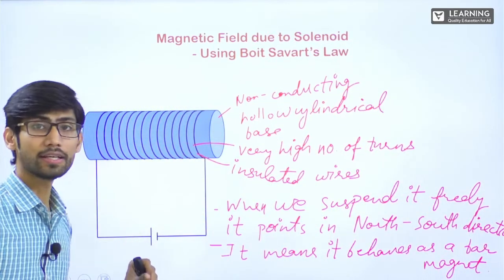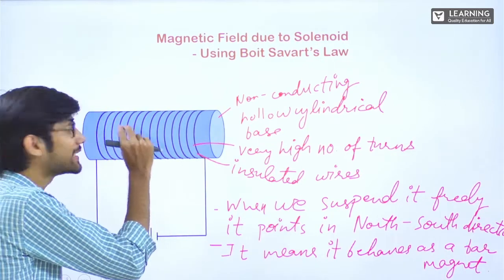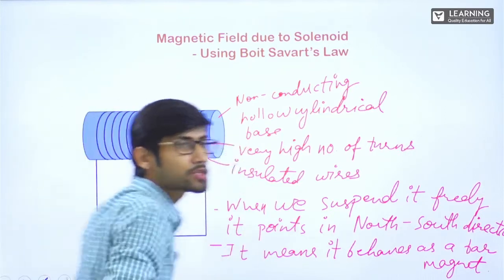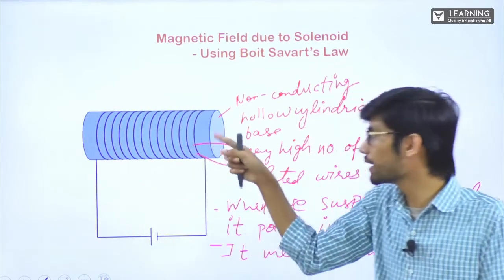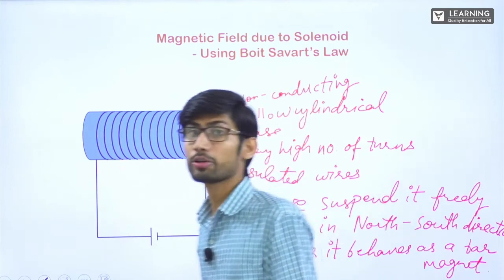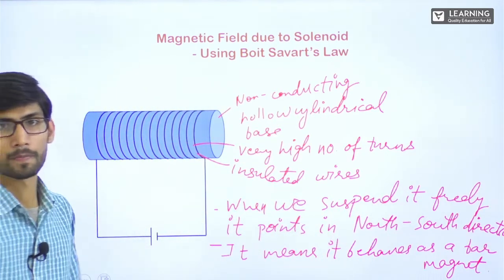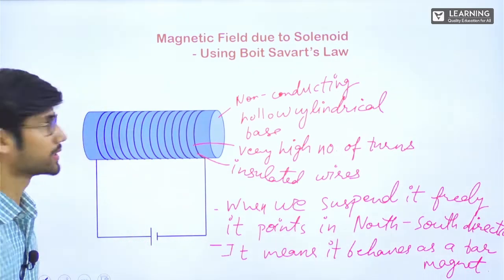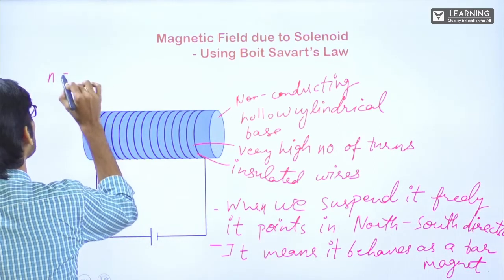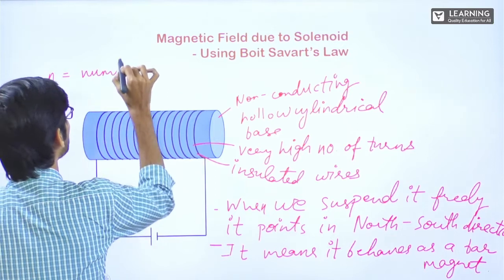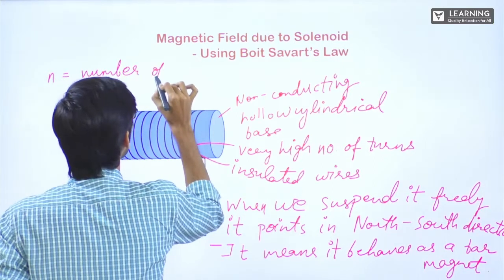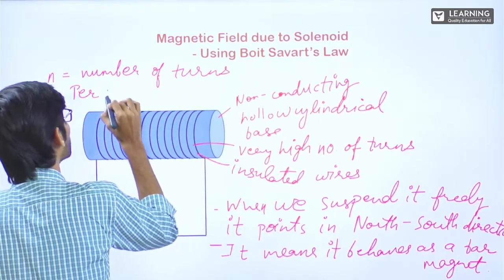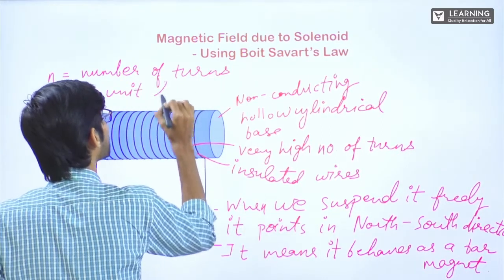Clear? So basically, we'll be finding magnetic field inside this. This is hollow, right? This base. So inside this base, how much magnetic field will be there in that hollow part? We'll be seeing that magnetic field. We'll be learning to calculate that magnetic field. All right? Now, what you have to remember always is N is equal to number of turns per unit length.